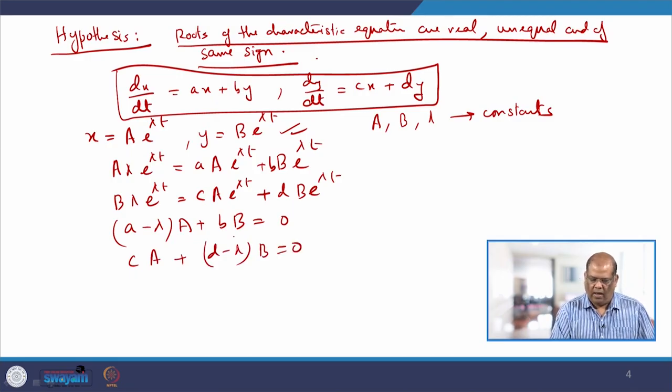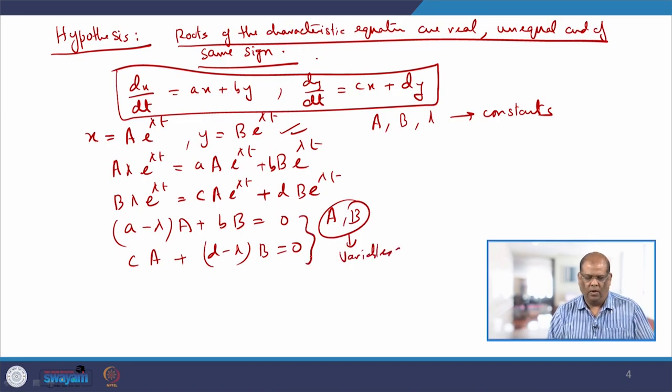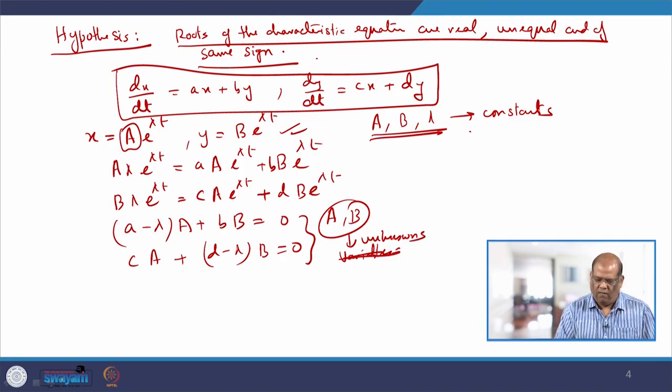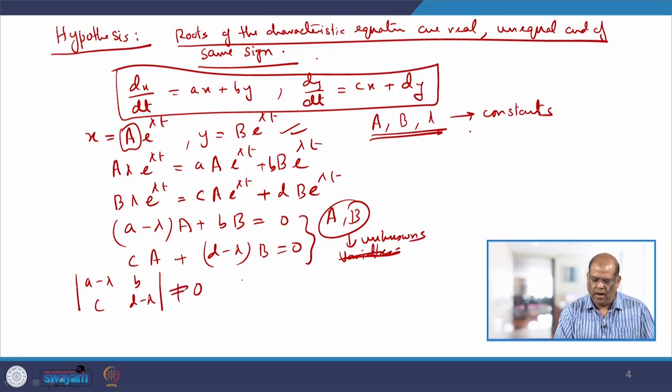So, here your A and B are the variables for this equation. Do not confuse them with these constants. So, these constants are here, but when you have substituted, now you are solving for this A and B. Let us say they are unknowns. Now, if I consider that the determinant of the matrix with entries a minus lambda, b, c, d minus lambda is not equal to 0, then clearly A equal to 0 and B equal to 0 is the unique solution. And this is also known as the trivial solution.